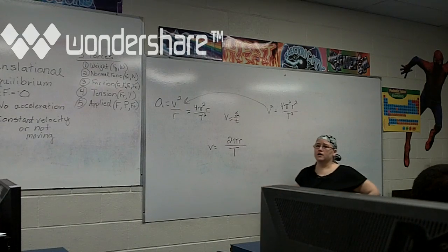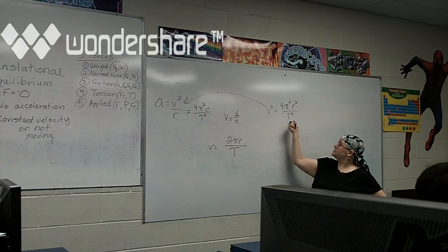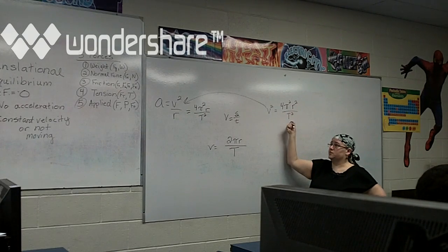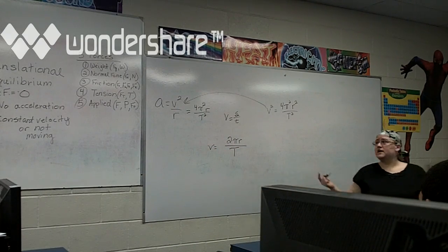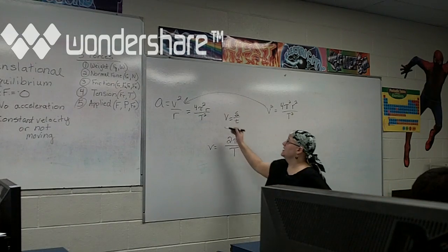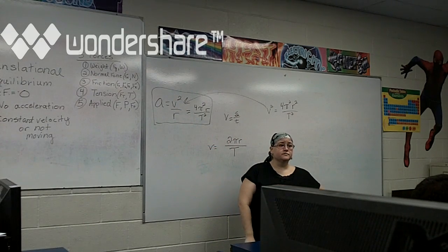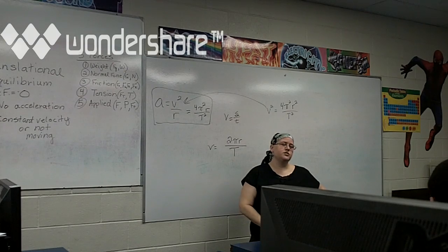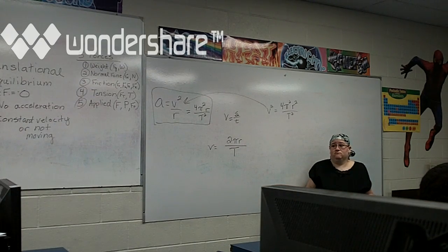And you go, well, what happened to the other r? It got divided out. If I put this 4 pi squared r squared over t squared, and I divide it by r, I get rid of one of those r's, which leaves me that. Now the great thing is that IB gives you this in the data booklet. But you have to understand it's not something new that they give to you. It's just by definition of velocity, how they got that. So it's not anything different. That's how they get that.